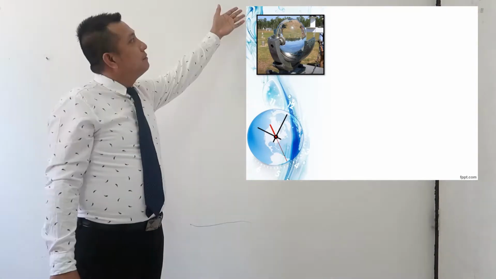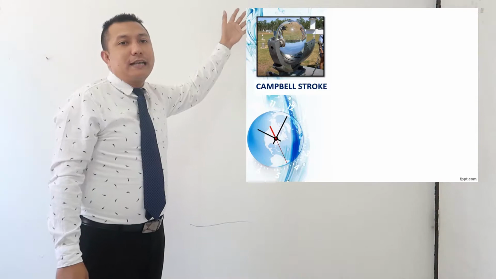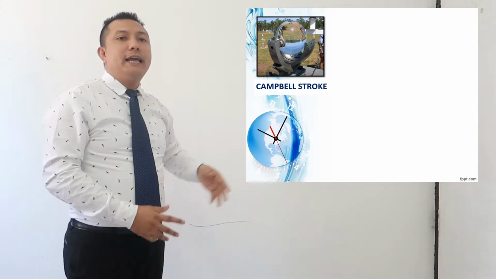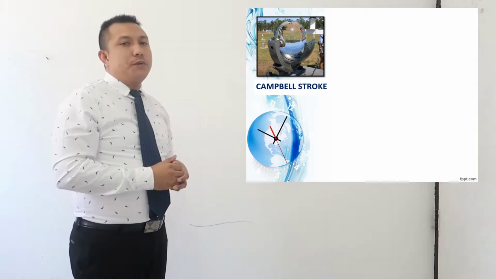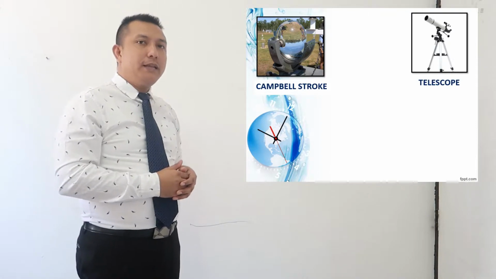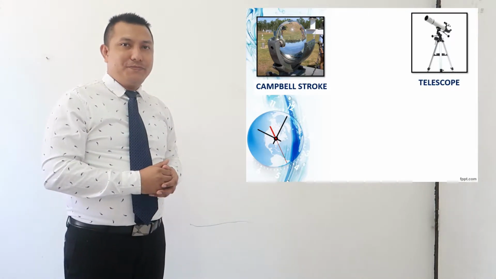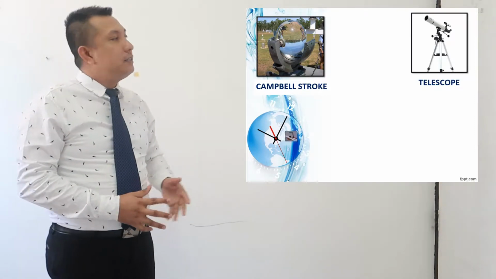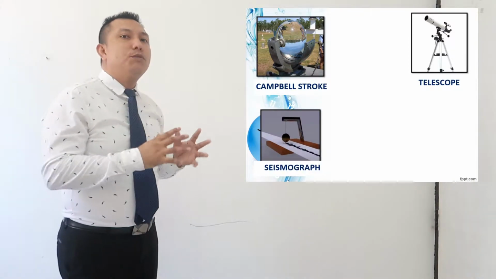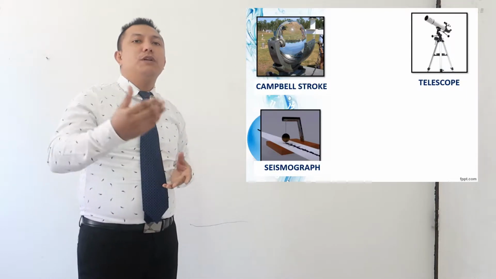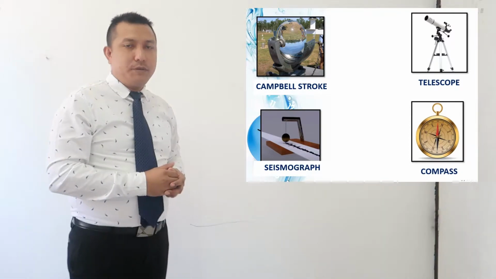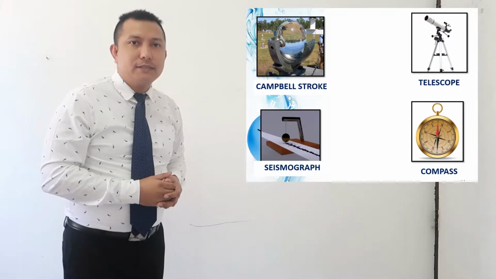We have the first one. This picture name is Campbell-Stokes. Repeat after me. Campbell-Stokes. Next, we have telescope. Repeat after me. Telescope. Correct. Seismometer, or what we call seismograph. Repeat after me. Seismograph. Next, compass. Repeat after me. Compass.